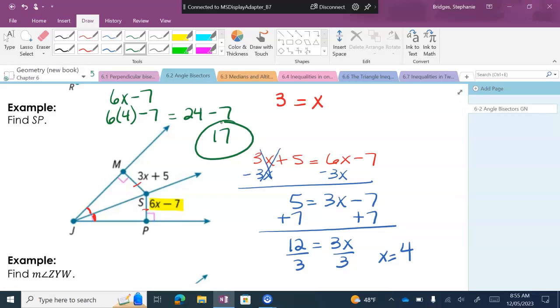Do I have any questions about that one? All right, go ahead and try the next one. It's looking for the measure of angle ZYW.